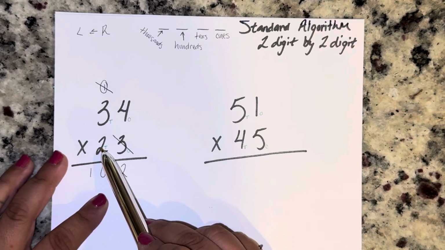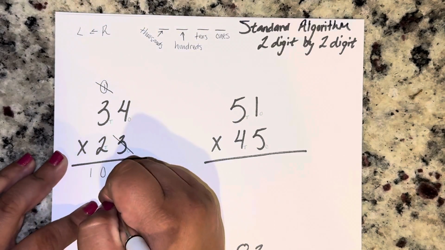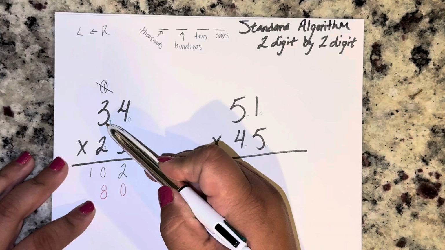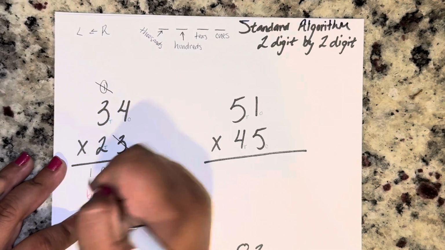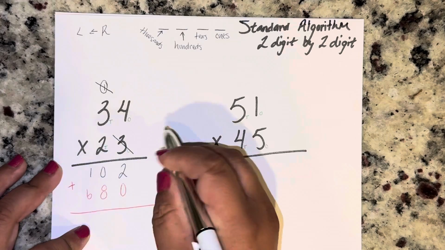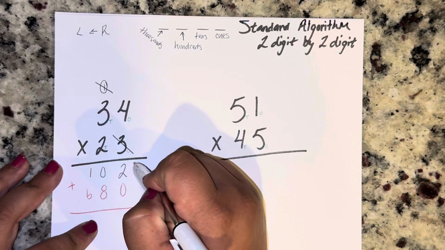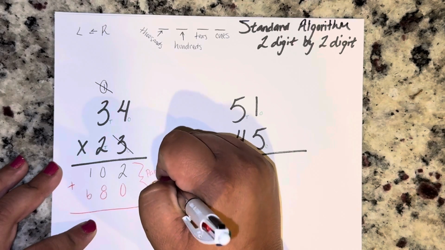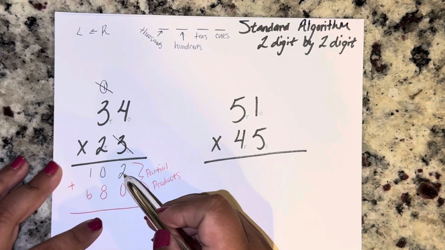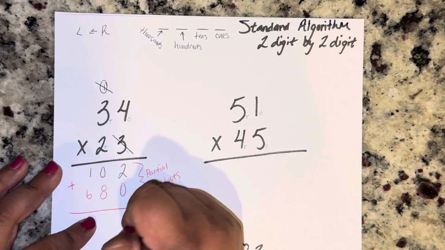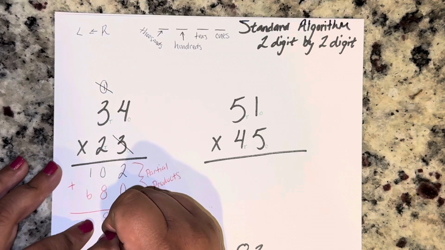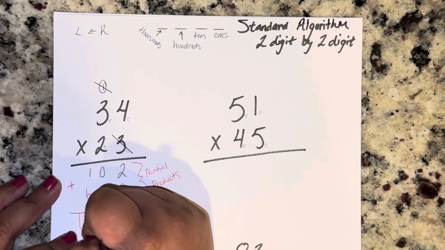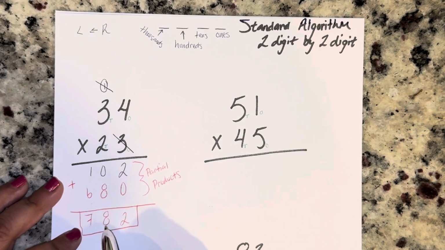Okay, I have 2 times 4 is 8. I'm going to bring my 8 down. Then I have 2 times 3 is 6. I'm going to bring my 6 down. I'm going to add these. Now these are called my partial products. So we'll add our partial products. 2 plus 0 is 2. 0 plus 8 is 8. 1 plus 6 is 7. My product or answer is 782.